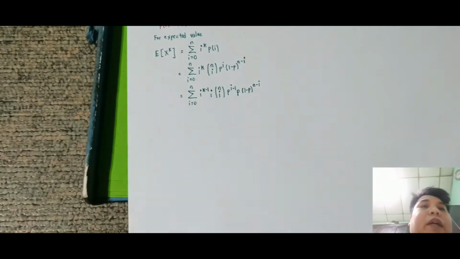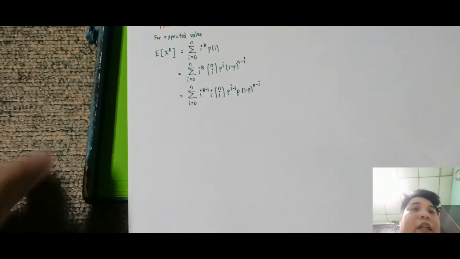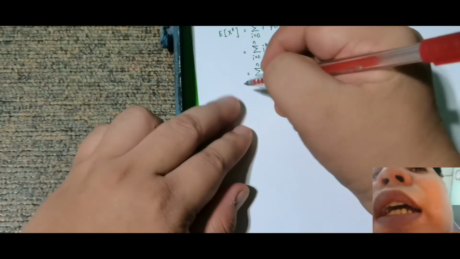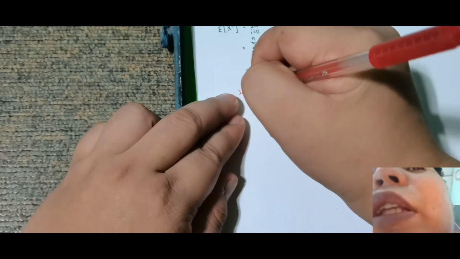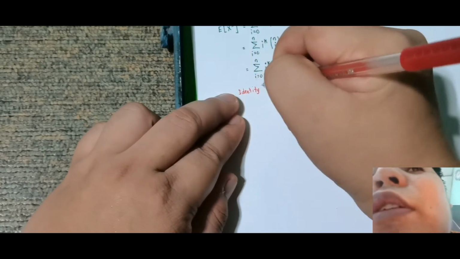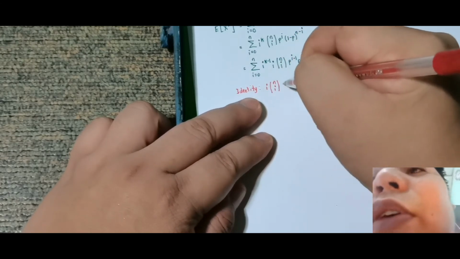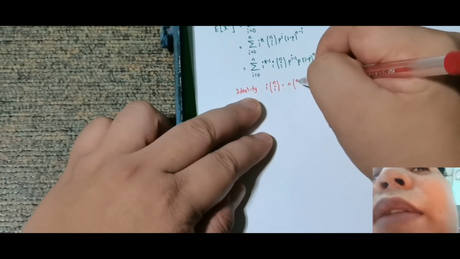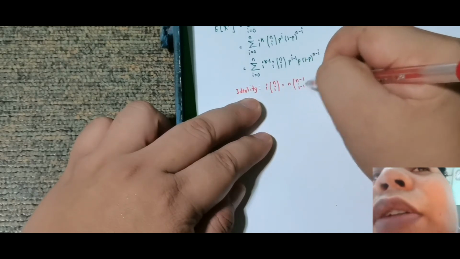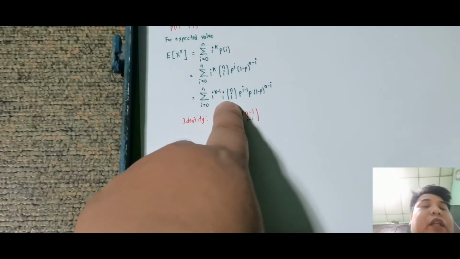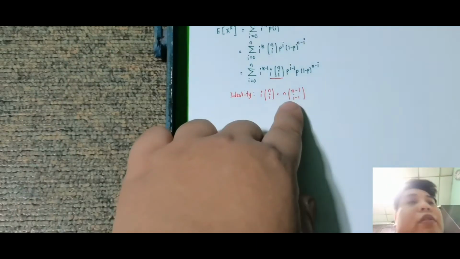Bakit mo ginawa yan, sir? Kasi may gagamitin tayong identity. Nabanggit ko to sa chapter 1 pa lang. We all know na meron tayong identity or property na, kunyari, meron kang i times n taken i, this is just equal sa n times n minus 1 taken i minus 1. Napansin mo yun yung ginawa ko doon. Kaya ako naglabas ng i, para a-apply ko yung identity na to.